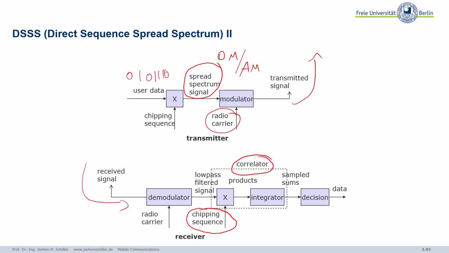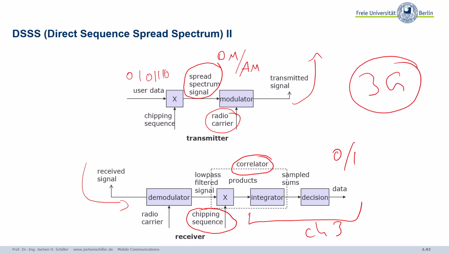A correlator recalculates the original data. How this is done, next chapter, I give you some simple examples. We have to decide, was this a 0 or 1, and we can recreate the data. So for this part, wait until I reach chapter 3. But these are the very basic steps. We find these technologies in many of the 3G systems.